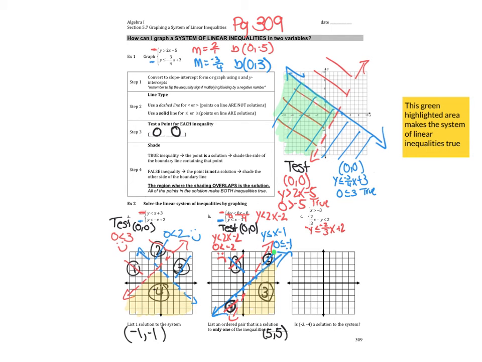Okay, right now we have -y, so I have to divide everything by -1. Now let's go back and think about that step 1. It said, remember to flip the inequality sign if multiplying or dividing by a negative number. In this case, I am. So now I flip the sign, so it's y is greater than or equal to 2/3 x minus 2.